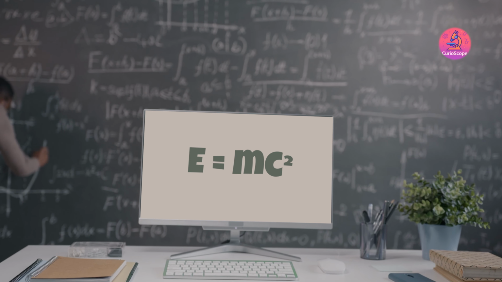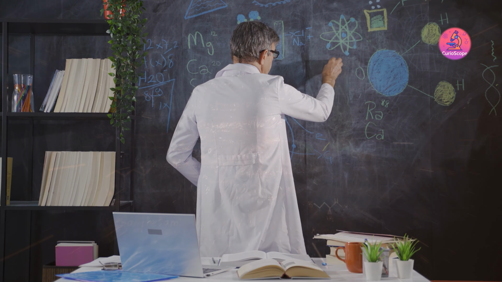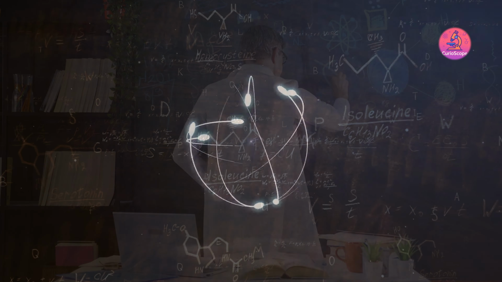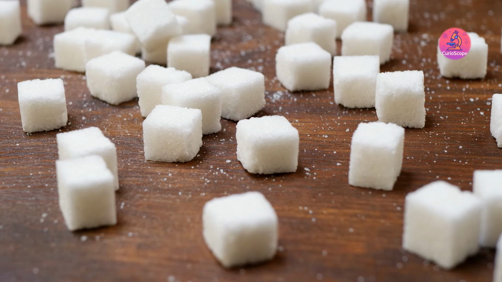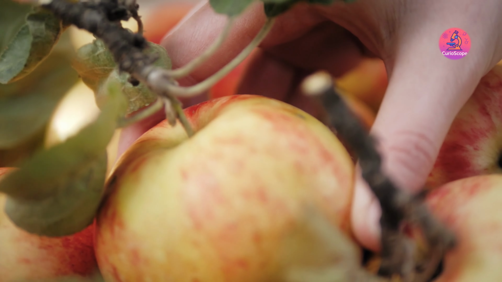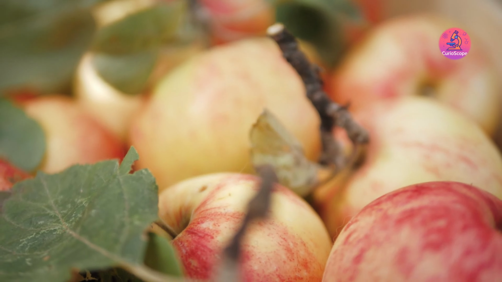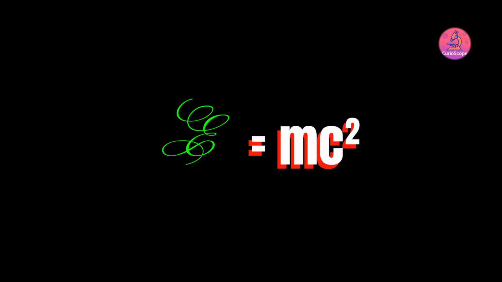This short equation, 3 letters and a single number, became one of the most powerful ideas in human history. It explains why stars shine, how our world works, and gives us the key to the future of energy. So the next time you look at a sugar cube or hold an apple in your hand, remember, inside it lies enough power to light up an entire city. And all of that comes from Einstein's formula, E equals mc².